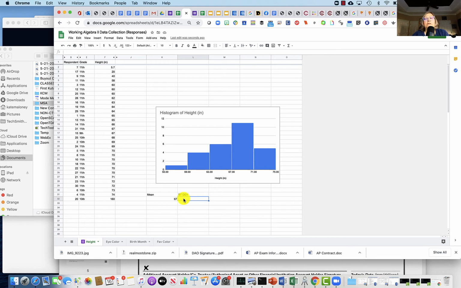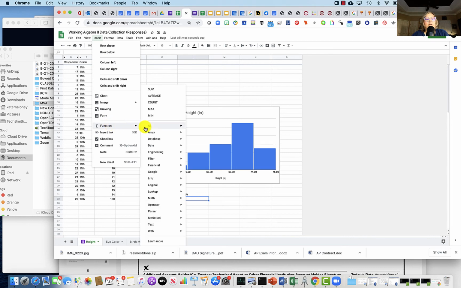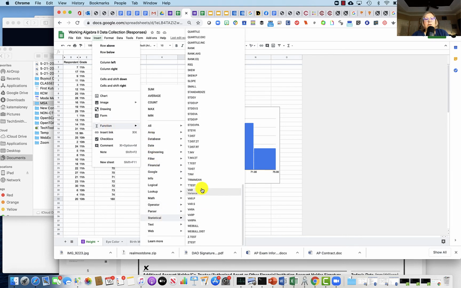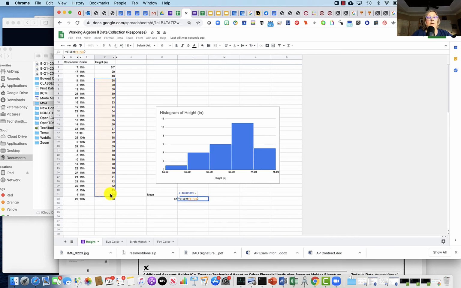It seems reasonable. It's always good to look at your data and say, is that a reasonable answer that I got? And then let's insert a standard deviation. So insert function. It's a statistical one. And you'll see there are a lot of standard deviations, and we'll talk a little bit about some of the others, but we want standard deviation. I'm going to collect that data again and see what we got. All right, so about 4.4. So with a little more than 4 inches, people are somewhere between 5'3" and 6'1". So that seems pretty reasonable for this population.